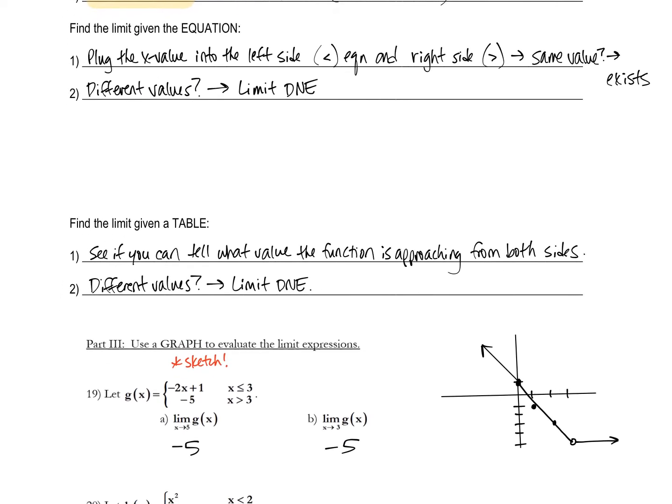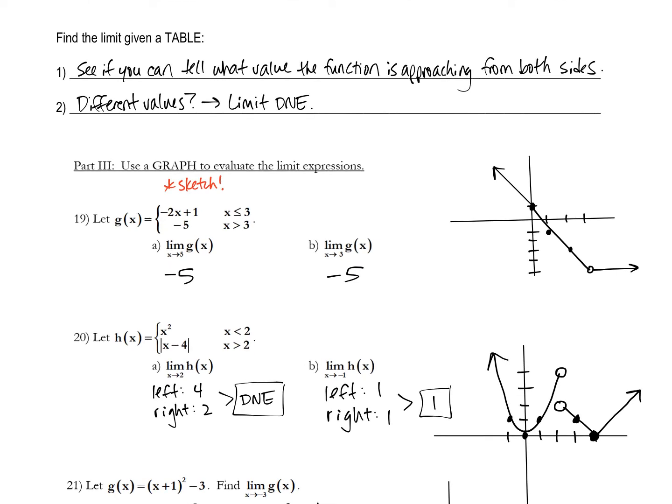But what if you are asked to find the limit given a table? So see if you can tell what the function is approaching from both sides. That's what I ended the video with yesterday. So remember, we looked at as the x value is getting closer and closer to a certain number, that's the limit as x approaches whatever. Find that number in the table and see if it's approaching the same y value from both sides or if it's different values. So you should be seeing a theme between these 3 different bullet points. If it's the same number, the limit exists. If it's different numbers, the limit does not exist. Okay.